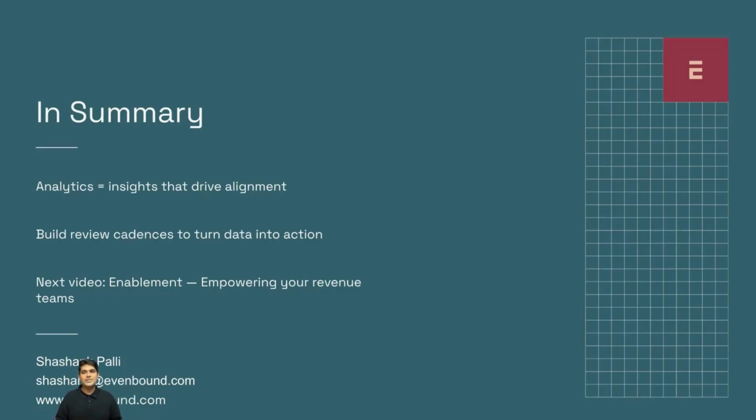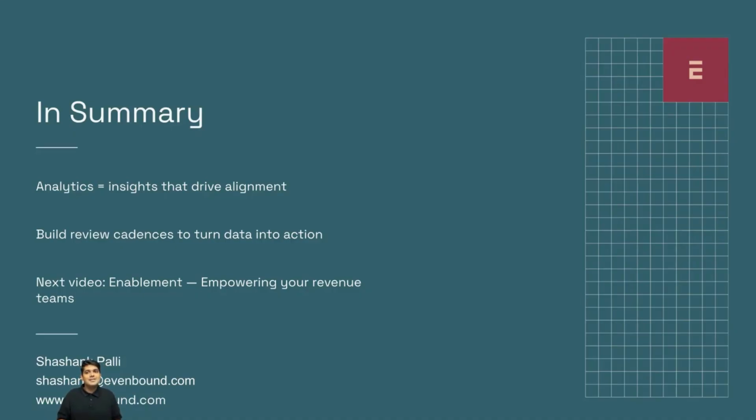Action number three: create your analytics handbook. You're not going to get everything done at the get go, but start documenting your metrics definitions. How do you calculate them and who owns each of the metrics? You don't need to do everything at once. Start with your top five and build from there.